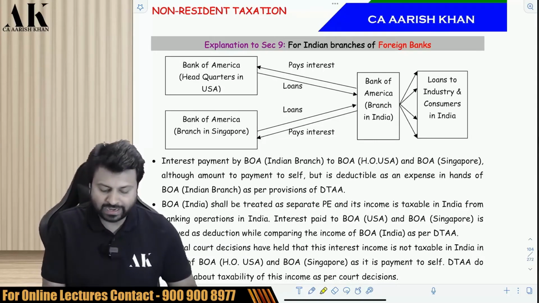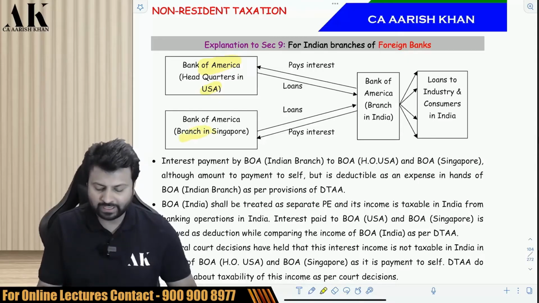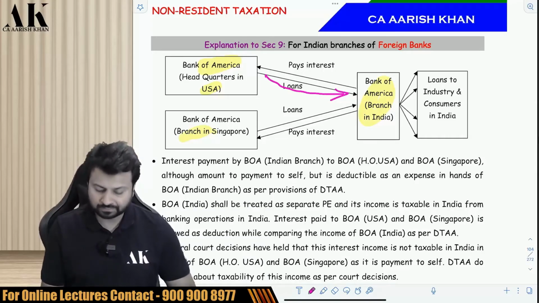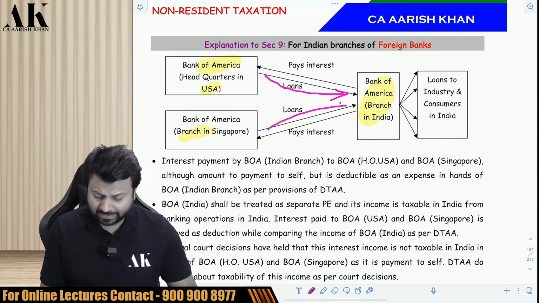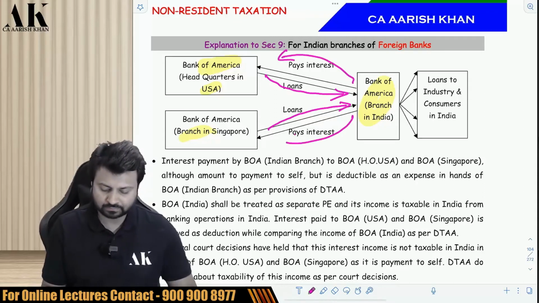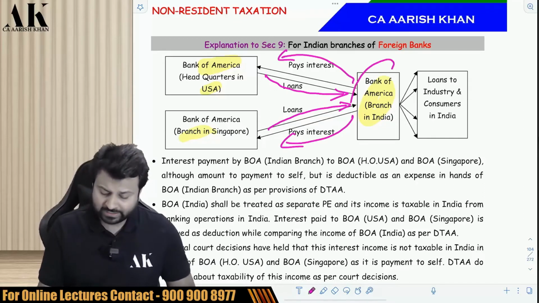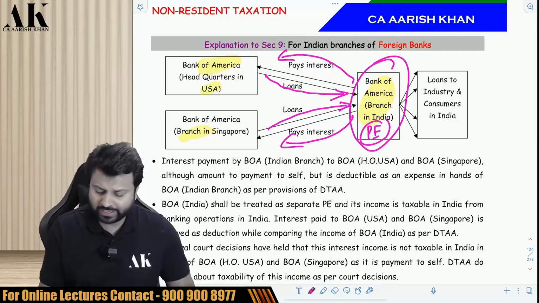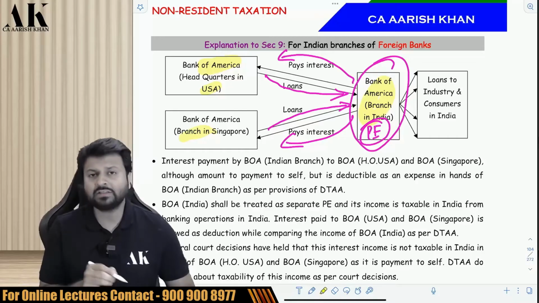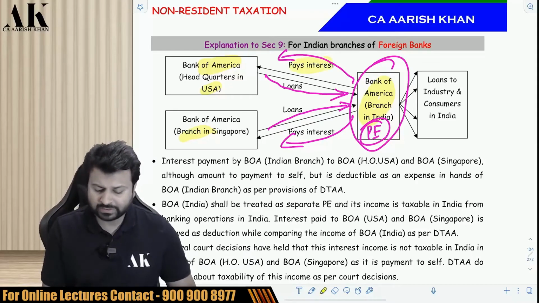Suppose there is a foreign bank, say Bank of America, which has headquarters in the USA and one branch in India, and this is the Bank of America Indian branch. Now, this bank is giving a loan to its Indian branch. This branch of Singapore is also giving a loan to the Indian branch, and in return they are paying interest. So the first point is that this branch is a separate PE in India, so it will be assessed as a separate assessee in India. So the first question is, the interest which it is paying, whether that interest will be subject to what?